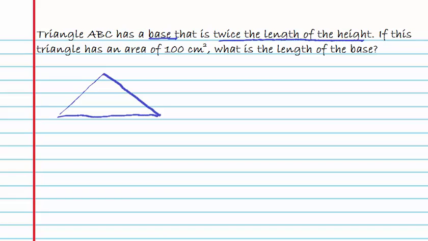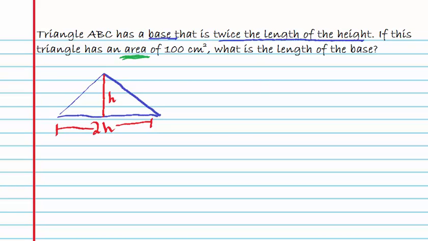So if the height goes from the highest point down to the base, we would call this h. Well, the base is twice as long as the height, so this base is 2 times h. All right, so I've labeled my triangle ABC. Now I can go and deal with the area formula.